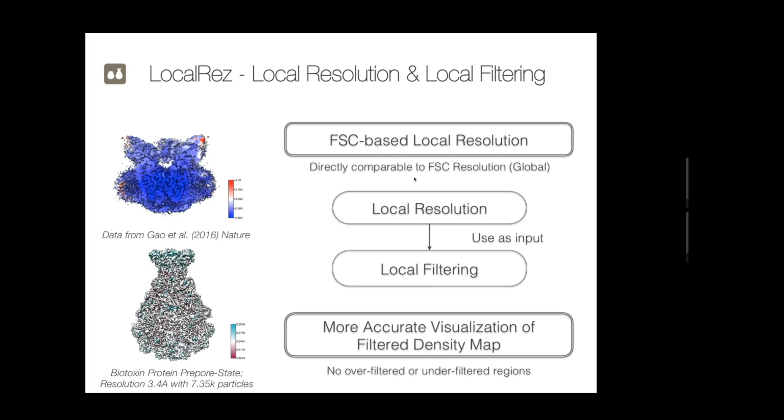The final step of the SPHIRE pipeline is LocRes. It consists of local resolution estimation and 3D local filtering. Importantly, the local resolution of SPHIRE is based on FSC. Therefore, it is directly comparable to the global resolution computed by the standard FSC method. Our local filtering is based on this local resolution. It produces a more accurate visual representation of the map. That means no over-filtered regions, no under-filtered regions.